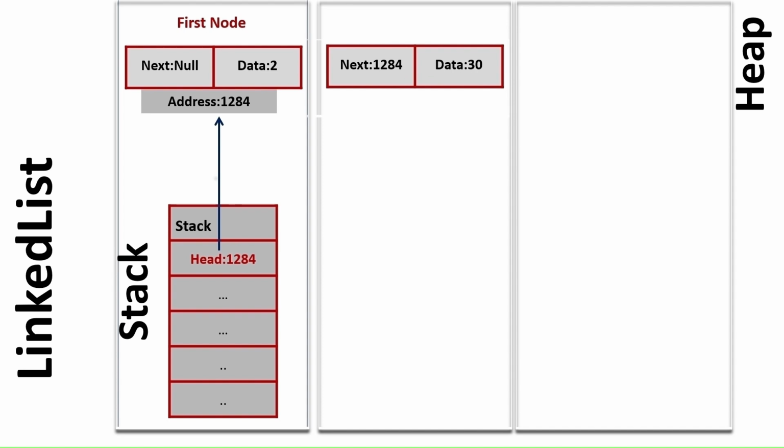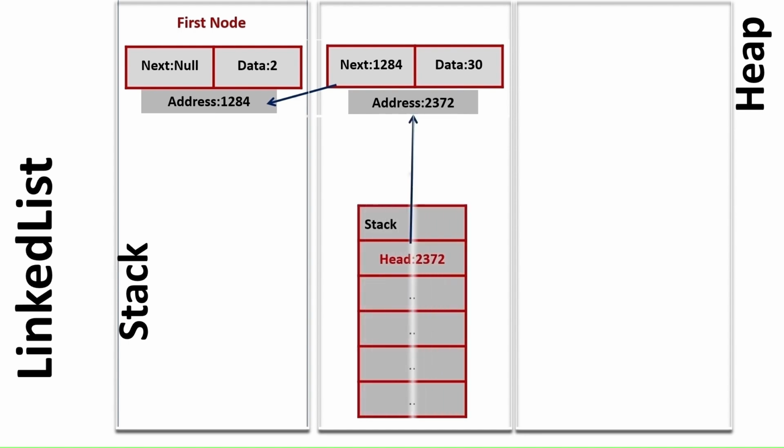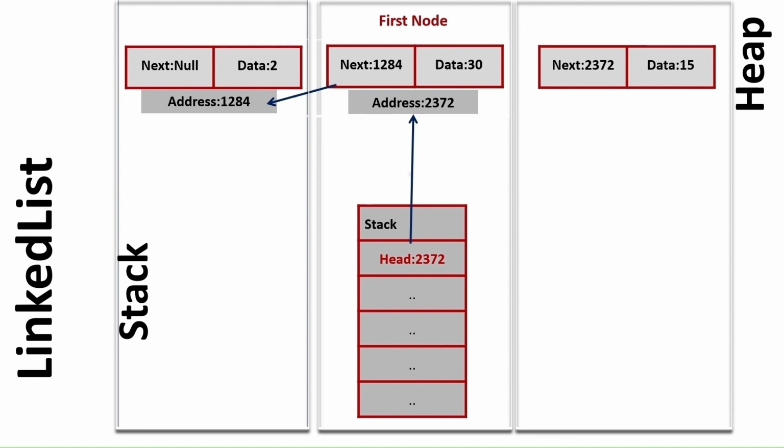We have a second node where data is 30, and next points towards the address of the previous node, as the arrow shows, 1284. The head will be pointing towards the latest node, and its address will be 2372. It will hold the address of this newly created data structure or node, and this will become our first node. And then it goes on making the third node over here.